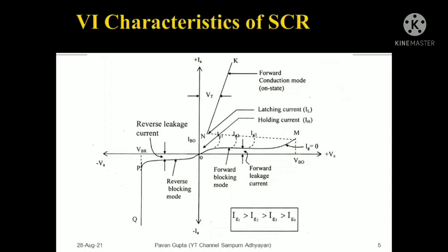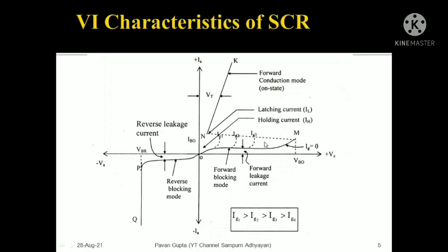What happens between the latching current and the holding current? If the current is between the latching current and holding current and you keep applying the gate voltage, it is still in the on condition. If you remove the gate voltage at this instant, when your anode current is between the latching and holding current, then your SCR will turn off, because there will not be enough charge in the layers to keep it turned on. So these are the concepts related to the VI characteristics.